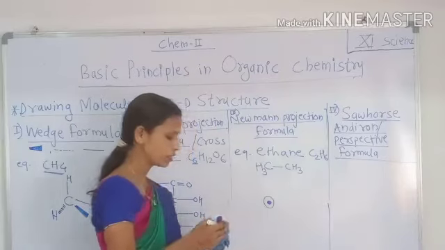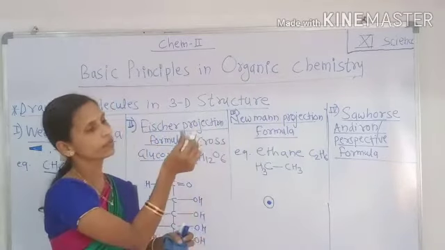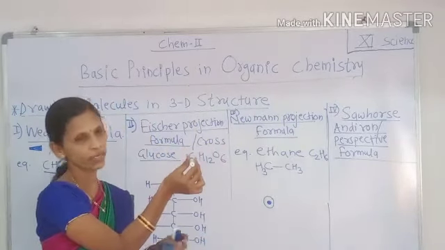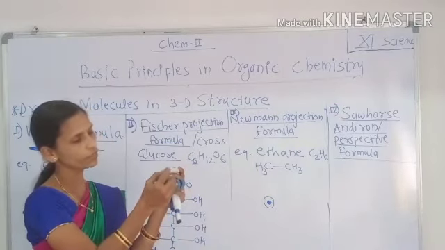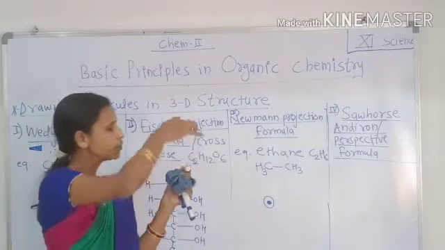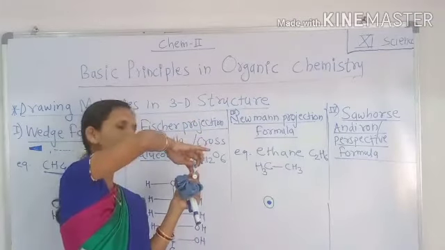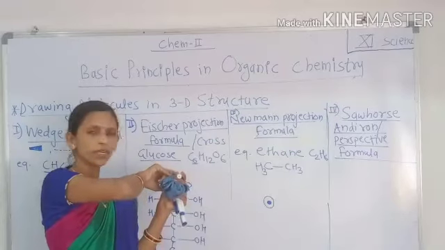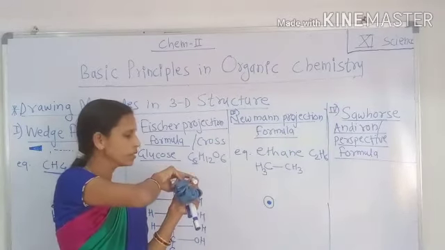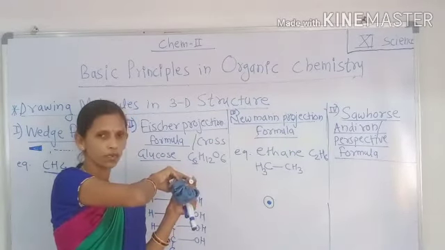That means we can represent the carbon-carbon single bond like this. We can see only this carbon atom, which is represented by a point, and the carbon atom which is exactly placed behind that carbon atom. Therefore, this carbon atom cannot be seen by the reader, and it is represented by a circle.